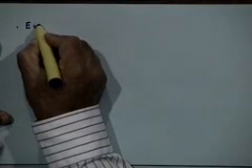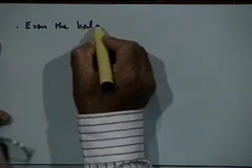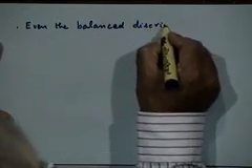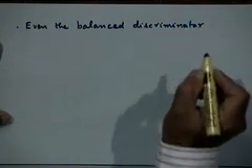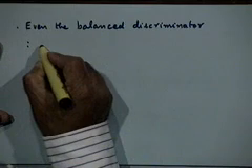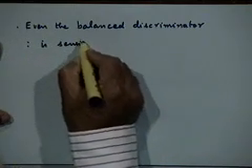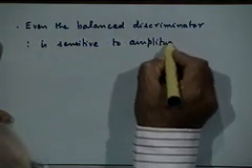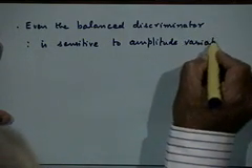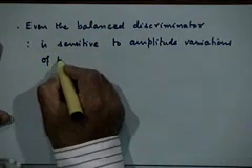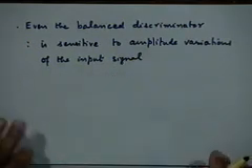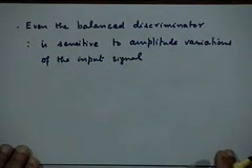So, whether it is balanced or unbalanced, it does not matter, the kind of discriminators that we have discussed are sensitive to amplitude variations, which we do not want, and we also discussed a remedy for this problem. What was the remedy? The band pass limiter, right.